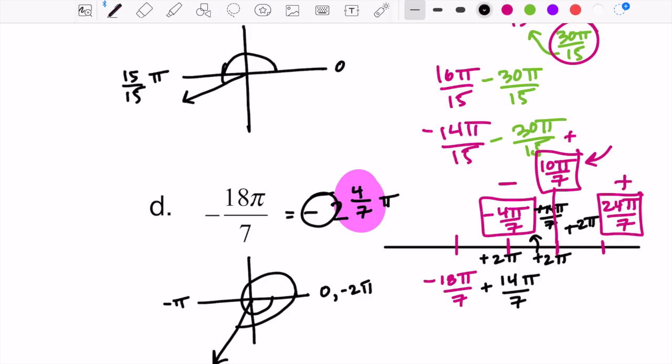To find the other negative, I'm just going to go ahead and subtract 2 pi, which means I'm subtracting 14 pi over 7, which means that's going to be negative 32 pi over 7. And that's what coterminal angles are. The end.